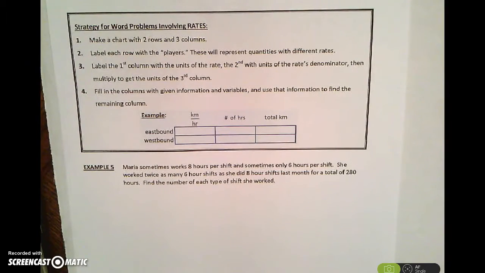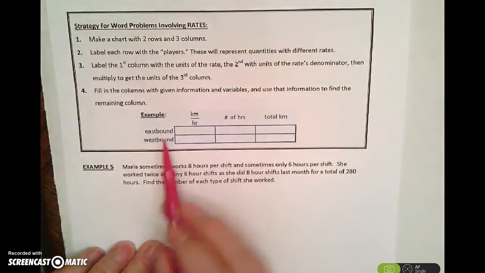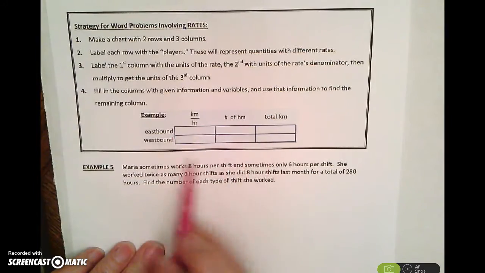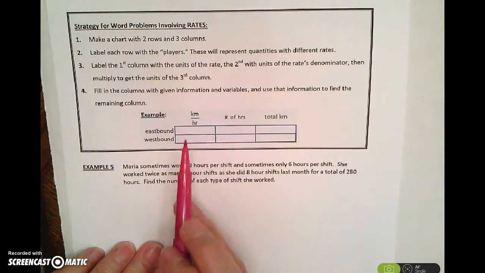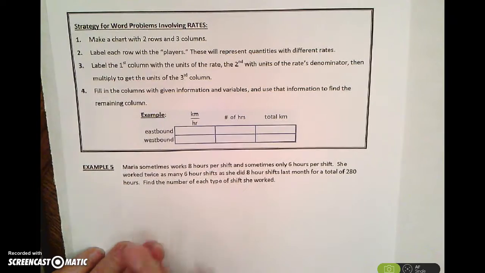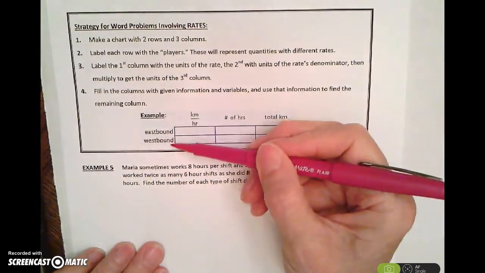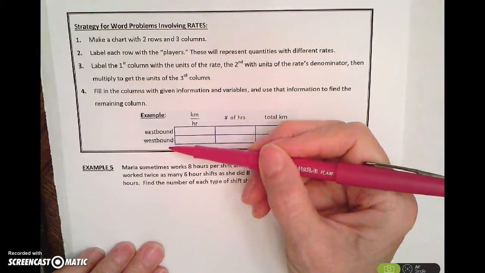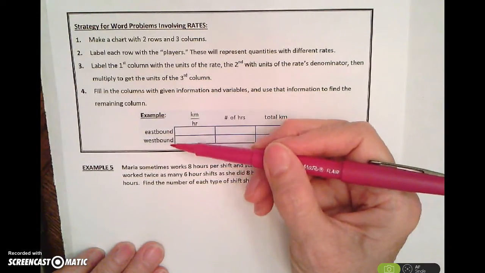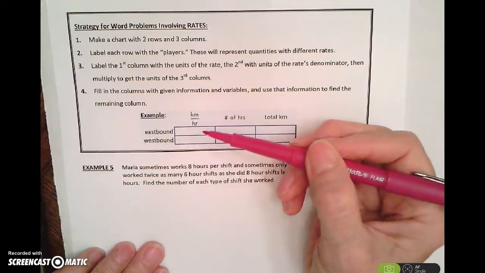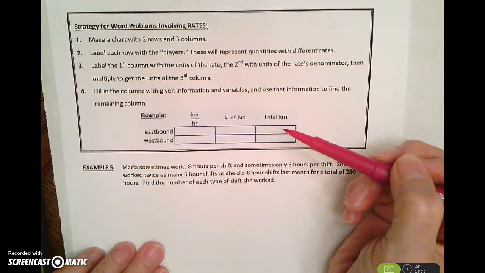Many word problems involve rates, so we're going to look at a strategy for solving word problems that have rates in them. We're going to begin by making a chart like you see down here that's got 2 rows and 3 columns. When you do that, you're going to label each of the rows with what we're going to call a player. This might be an eastbound plane and a westbound plane. And then we're going to label each of the columns in this way.